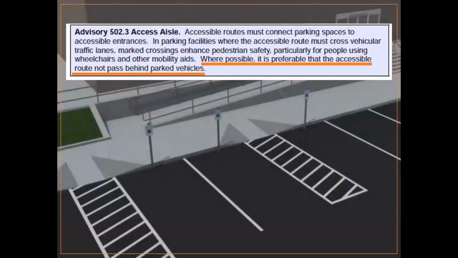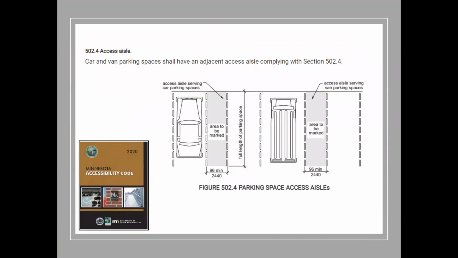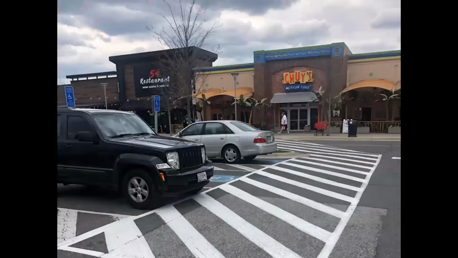So let us explore what some of the specific state requirements have to say about this suggestion in the 2010 ADA standards. The 2010 Texas Accessibility Standards have exactly the same requirement as the ADA. No requirement, but a suggestion. The 2020 Minnesota Accessibility Code makes no mention of passing behind parked cars at all. Here's another example of a person required to travel behind a parked vehicle.